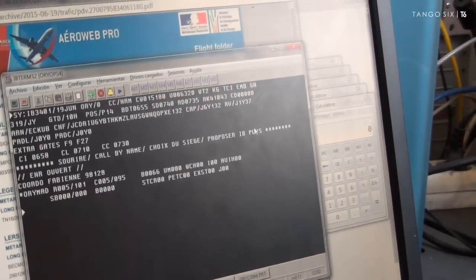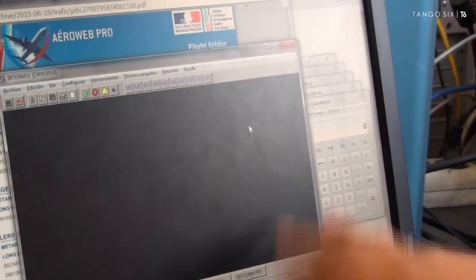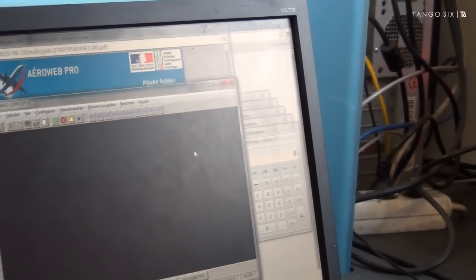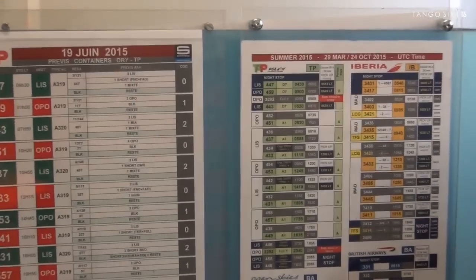where you can see information, stuff like this. So each company has their system, but sometimes they use the same system. Like the most known for the moment is Altea, very known. It's used by Air France and TAP Portugal and others. So we make the load sheet thanks to this system.